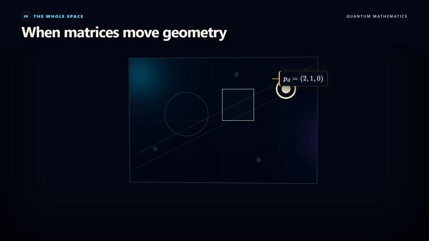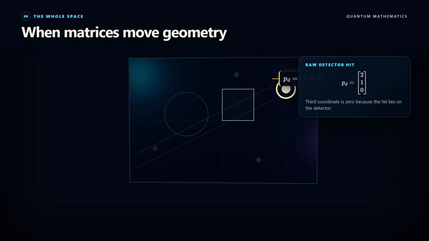One particular hit has raw detector coordinates 2, 1, 0. We will write those three coordinates as a column, because the detector will soon turn into three-dimensional laboratory space. For now, the third coordinate is 0. The hit lies on the flat detector.